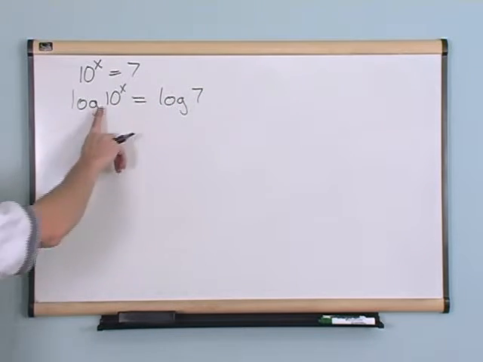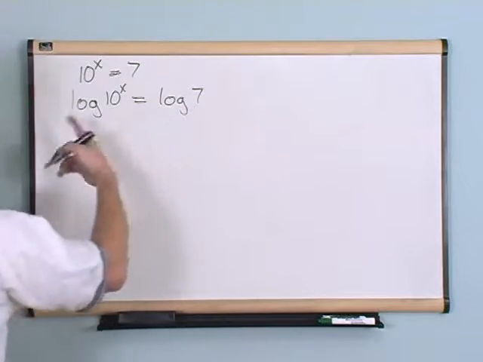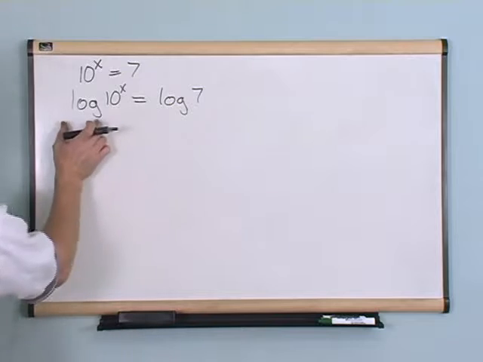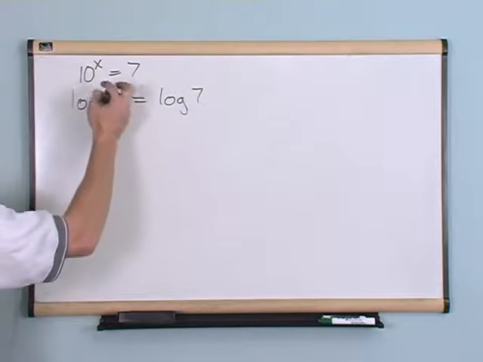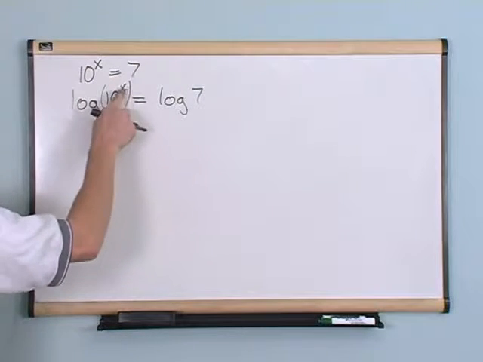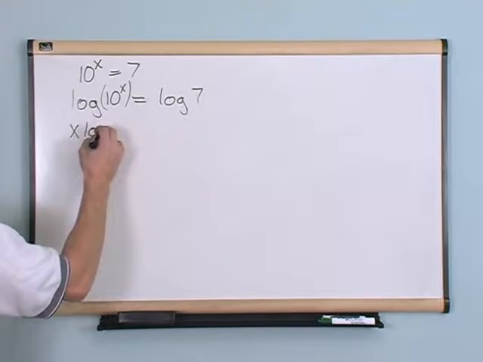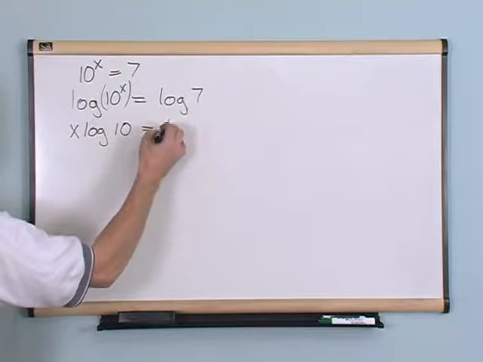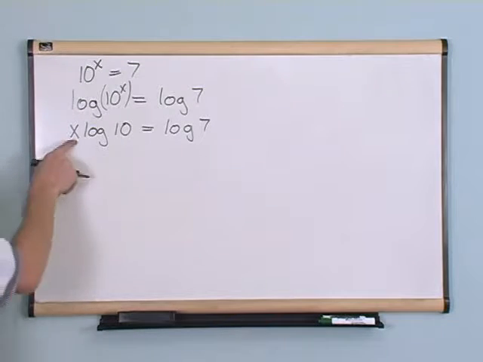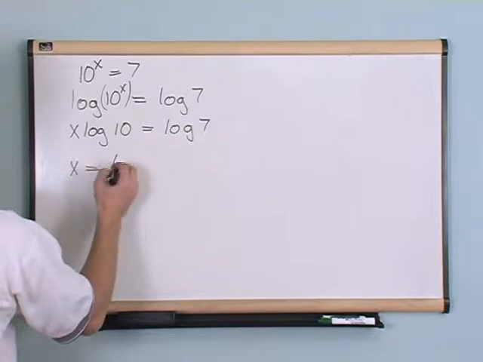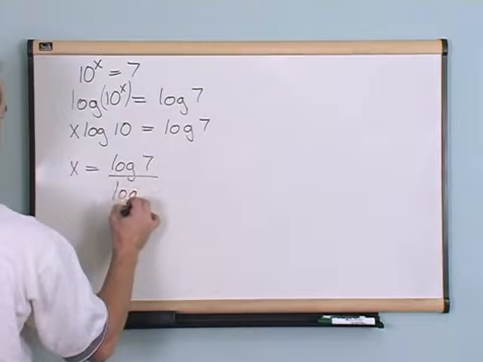Notice here I haven't put a base, and that's because I'm just going to use base 10, and so it's implied. Okay. Log of 10 to the x: remember, when you're taking the logarithm of something with an exponent, you can take that exponent out, so that becomes x times log of 10 equals log of 7. So now it's simple. You can just solve for x, and that's going to be equal to log of 7 over log of 10.